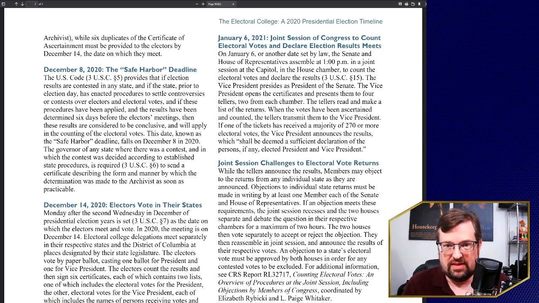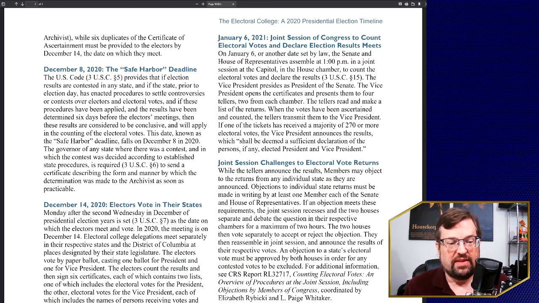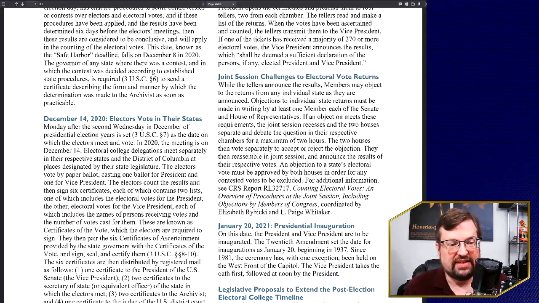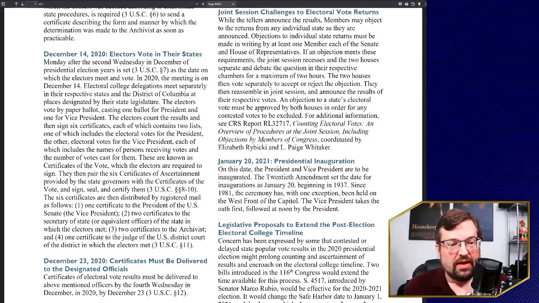That's when you get the proper votes of the electors in. And then on December 14th, the electors vote. They meet in their states and in the District of Columbia, and they vote by paper ballot, casting 1 ballot for president and 1 for vice president. They count the results. They sign 6 certificates, each of which contains 2 lists, one for the electoral votes for president, the other for vice president, with the names of the persons receiving votes and the number of votes cast for them. And those are the certificates of the vote, which the electors are required to sign.